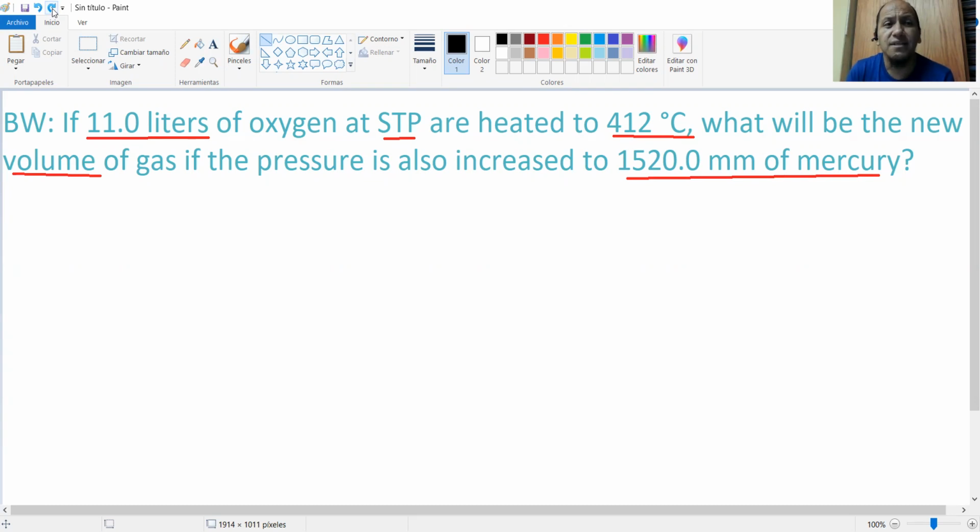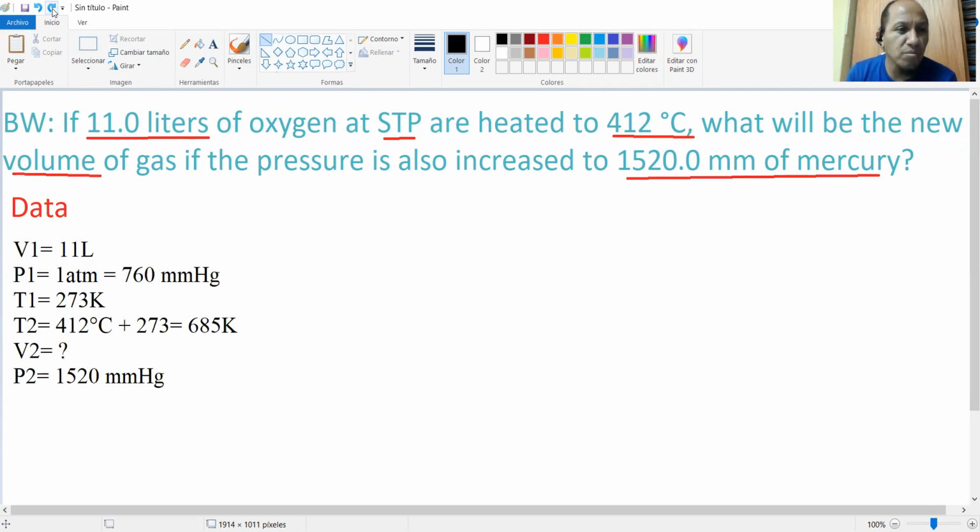After that, you're going to proceed to write the data. To write the data, you just put in a column the variables and the equivalences you just obtained by reading what's explicitly said there. So you copy that. As you can see, it says volume 1, 11 liters, and it's also asking for volume 2. It says standard temperature and pressure, so pressure 1 is 1 atmosphere. And I converted the atmosphere to 760 millimeters of mercury because I can do that.